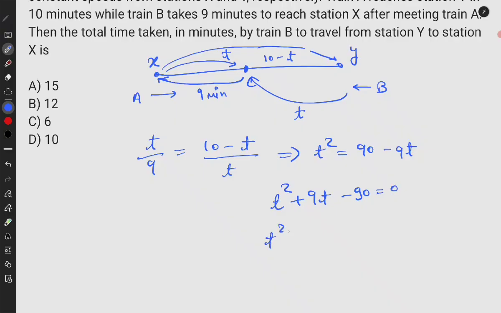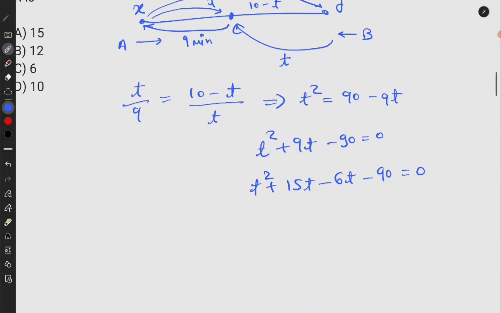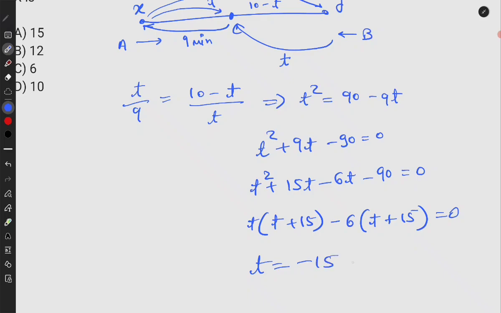Let's factorize it. T square plus 15T minus 6T minus 90 equal to 0. Take T common. T into (T plus 15) minus 6 (T plus 15). Now we get two different values, T equal to minus 15 or plus 6, right? Now plus 6 will be the acceptable value. Minus 15 we cannot take because time can never be negative.